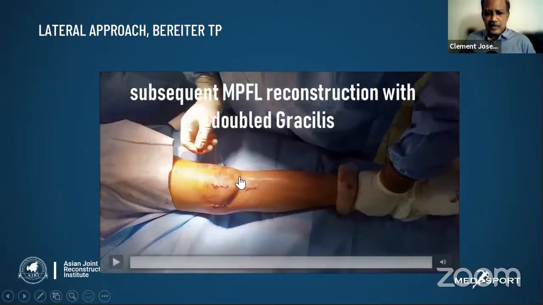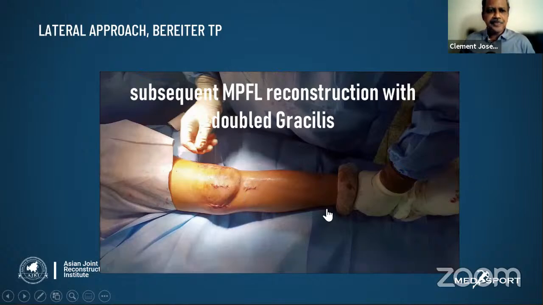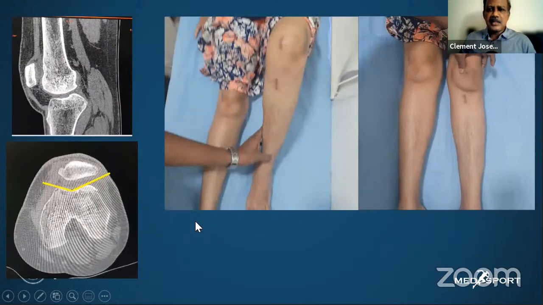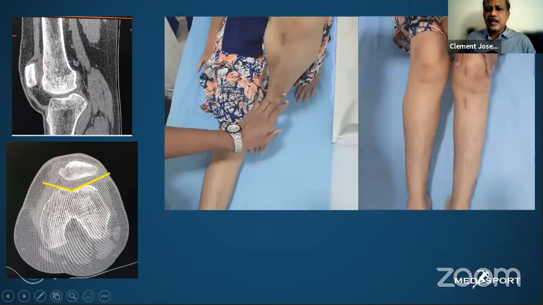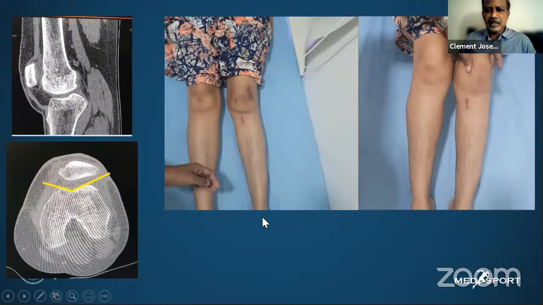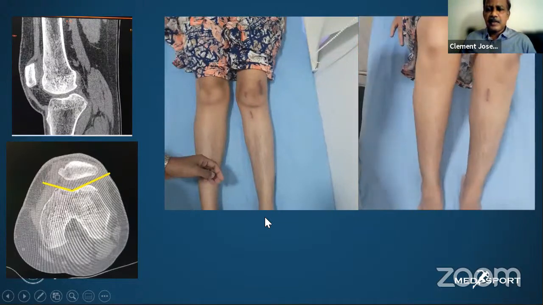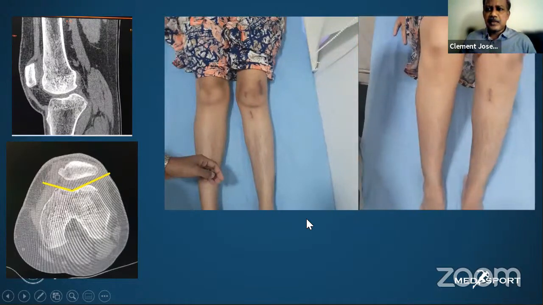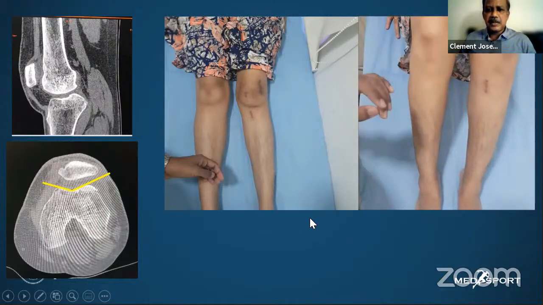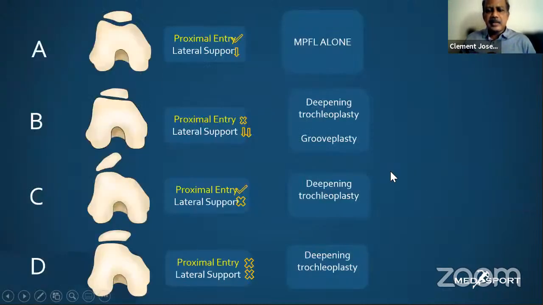And after this trochleoplasty, an MPFL reconstruction has also been done in this patient. So this is the outcome, the postoperative CT scan and the stability. These patients, because of the Vicryl sutures, will have some amount of crepitus for a few months, which goes away with time. This is a post-op outcome showing good stability and good functional return to normal life. Once again, these are the indications for different varieties of trochleoplasty.